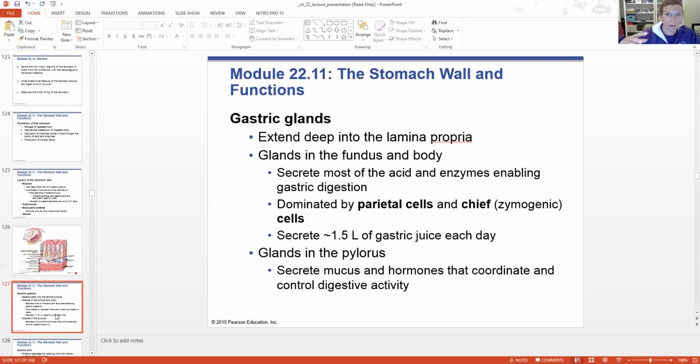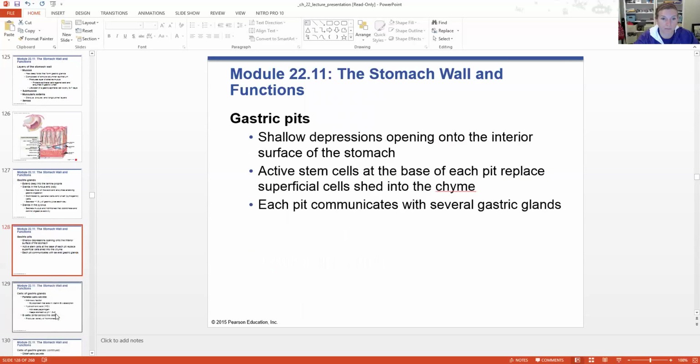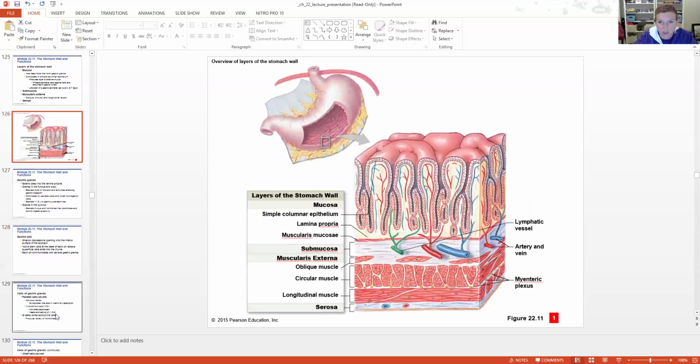So, fundus and body is where parietal cells and chief cells are. We're going to look more closely at what they do, but in general, it's acids and enzymes that they're secreting. The pylorus is secreting the mucus and hormones. So these gastric pits are the depressions that open into the interior of the stomach that form the gastric glands. There's stem cells within them to replace those superficial cells. It makes sense because not only do we have a highly acidic environment that's going to work to wear away the mucus and these cells, but you also have friction from all the food in there. So the pit is communicating with several gastric glands, which if you look back at this picture, you can see what we mean.